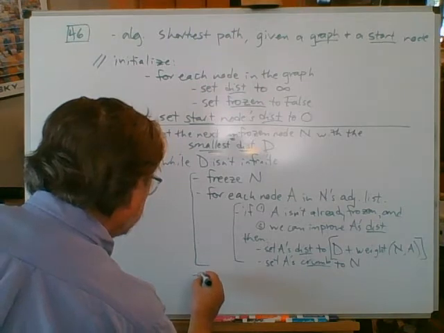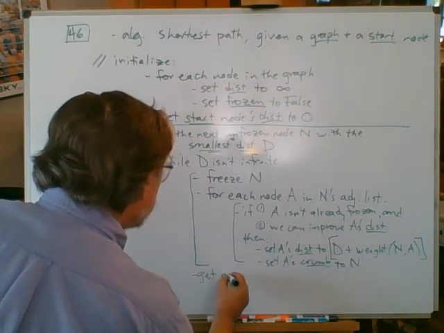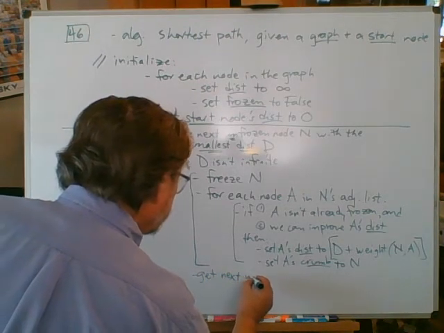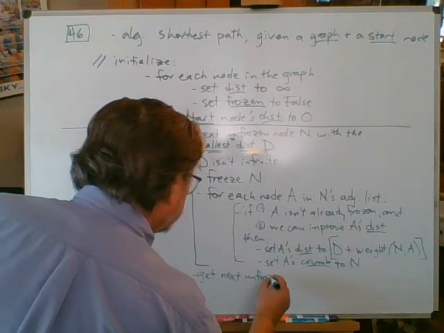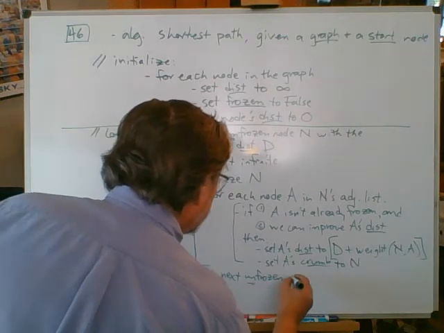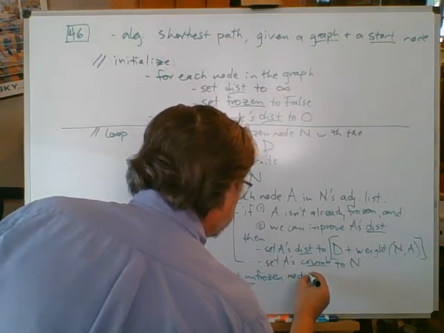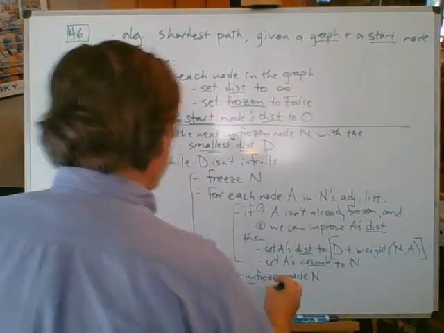Get next unfrozen node N with smallest distance D.